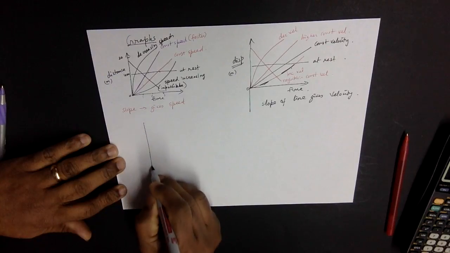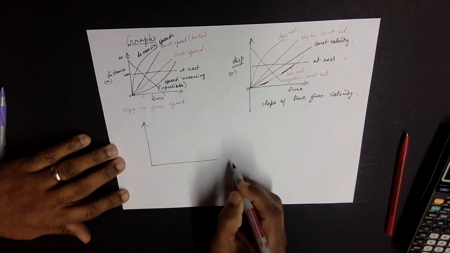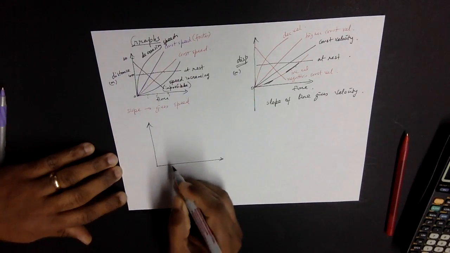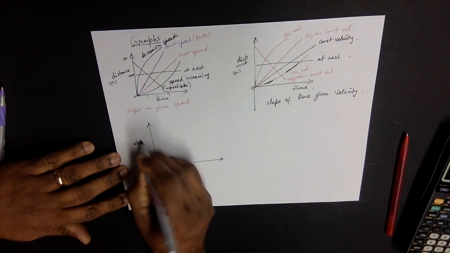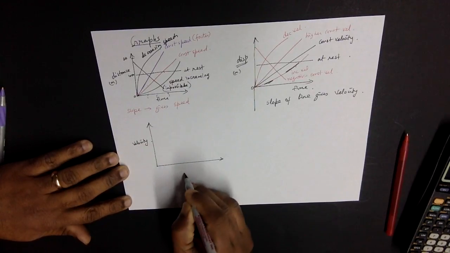The next graph is going to be acceleration. Oh no, velocity. Velocity time graph.